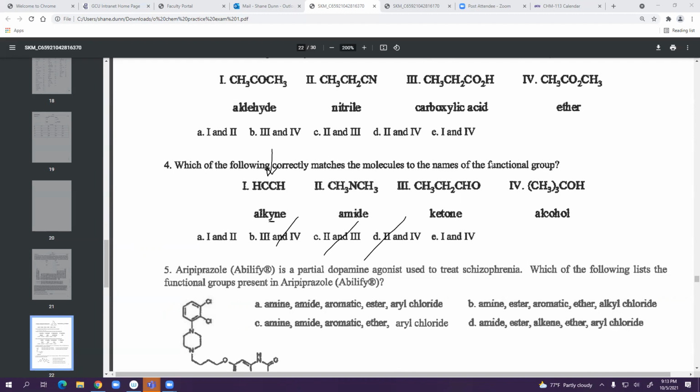Cool. What's an amide? Amide is when you have this. It's basically a nitrogen attached to a carbon that's double bonded to an oxygen, right? That's an amide. Is there an oxygen too? Then it can't be an amide. So what's the answer then?